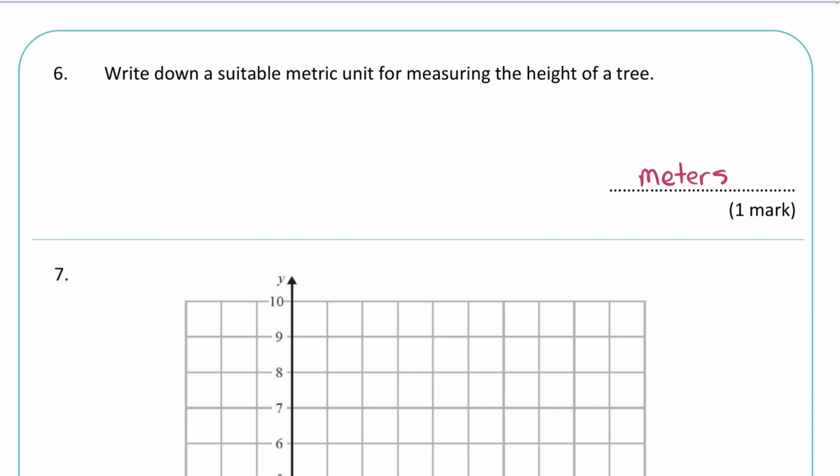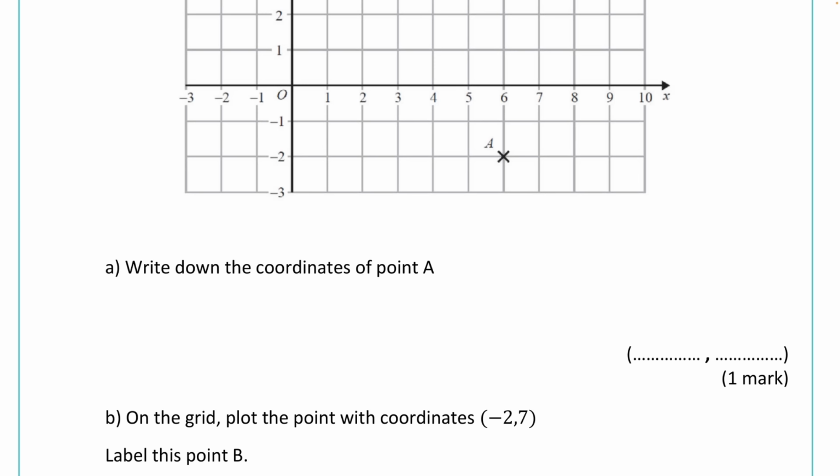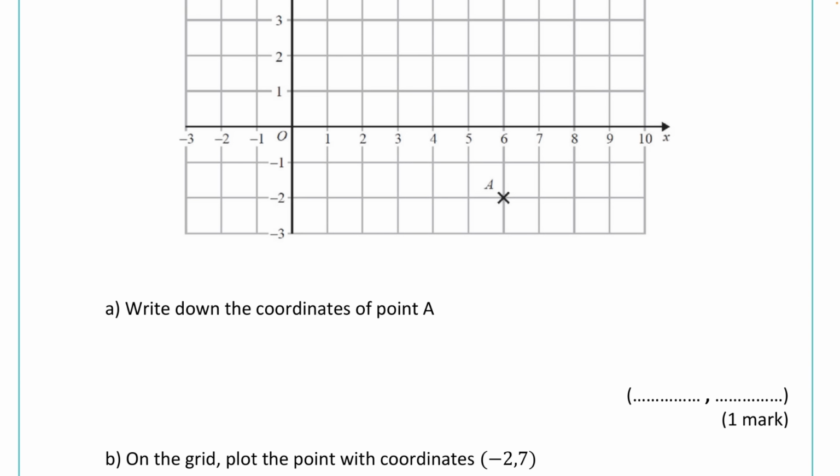Question 7 is about coordinates. So we have write down the coordinates of point A. Point A there has an x coordinate of 6 and it has a y coordinate of -2. So there we go, that's the coordinates of A.